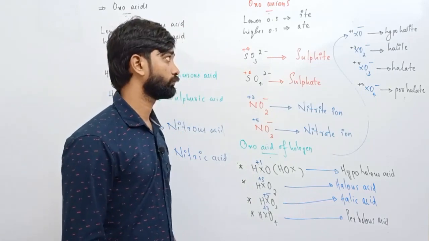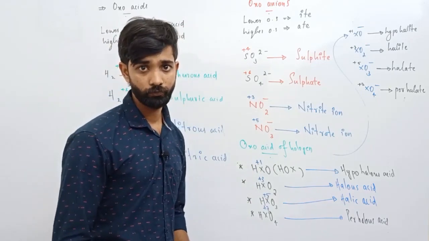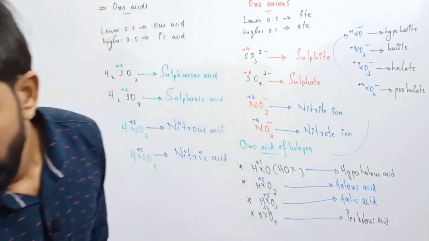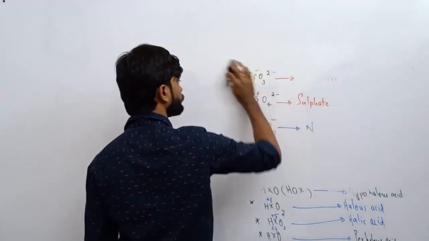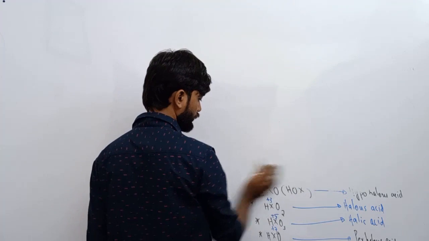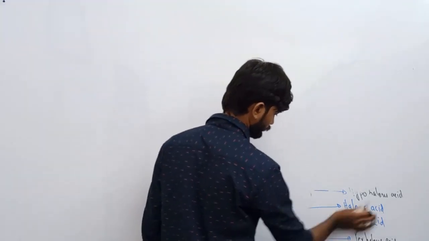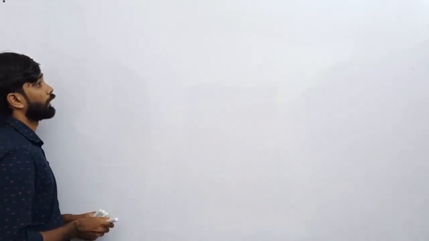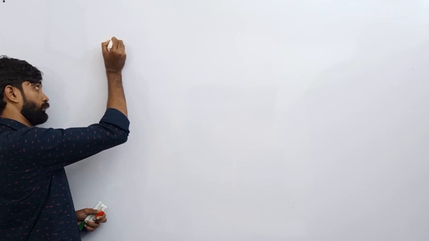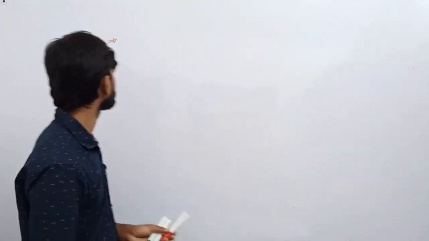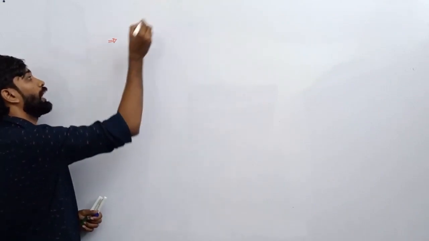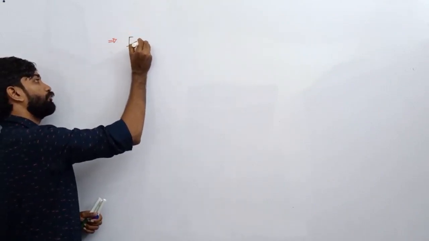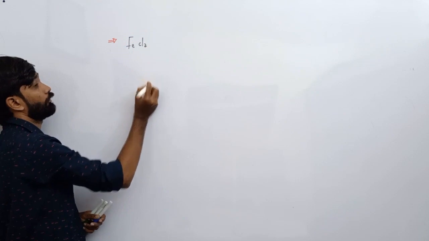Now, let's check some examples. Okay, let's have some more examples. I'll give you some salts and let's check how we can name them. Okay, we have FeCl2.